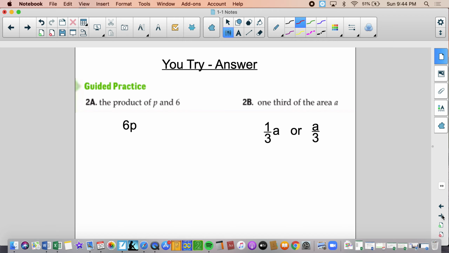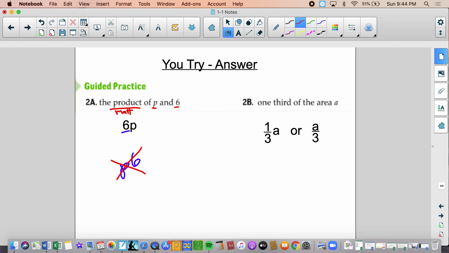So the product of P and 6, we know that the product means multiplication. So we're going to multiply these two factors, P and 6. And whenever we write variables and it has a coefficient, 6 would be considered the coefficient. We always put the numbers in front. We would never write P6. That's not going to be accepted. All right, so the product of P and 6 would be 6P.